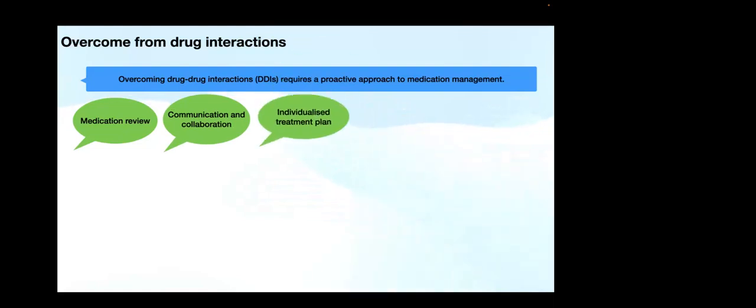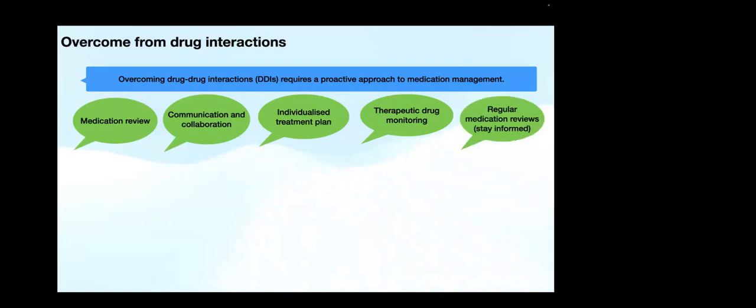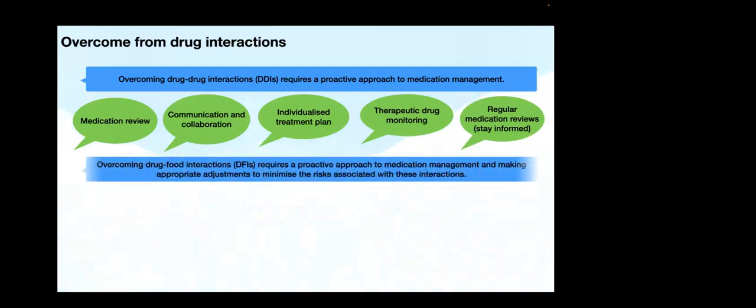An individualized treatment plan is a must. The individualized treatment plan is developed considering the patient's unique needs, including the identification of medications, therapeutic goals, and the alternatives. And therapeutic drug monitoring is also very important. Consider TDM for medications with narrow therapeutic indexes, and for those who have more chances of drug-drug interaction. Regular medication reviews and stay informed of what the patient follows in their prescription. So those are all the ideas for overcoming drug-drug interactions.